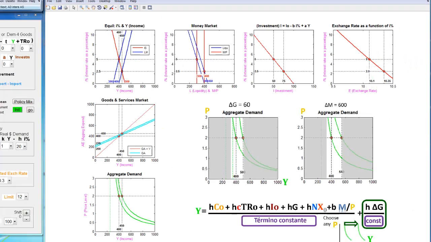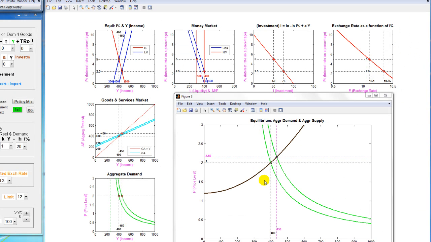Now, this would be the case if prices are constant and aggregate supply is horizontal. Now, if aggregate supply is this, and then the price goes from 2 to 2.15. So what happened in this case?